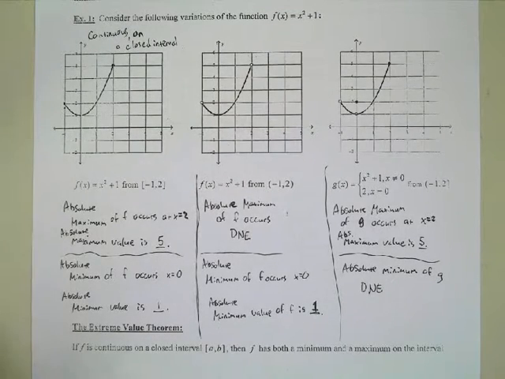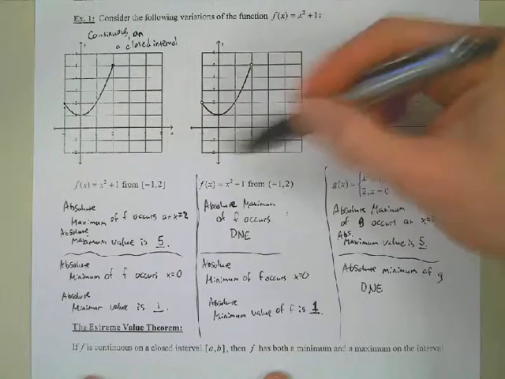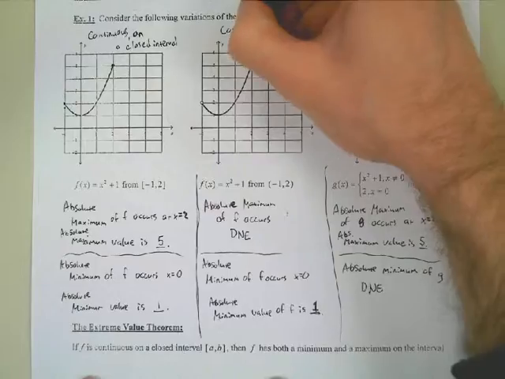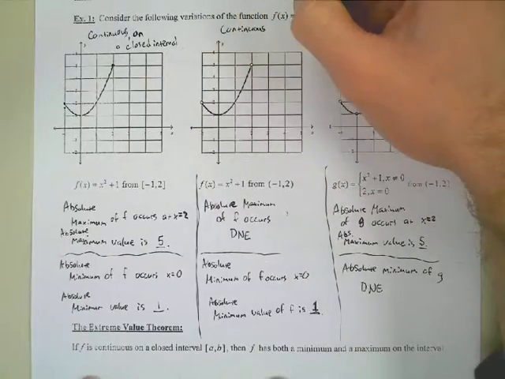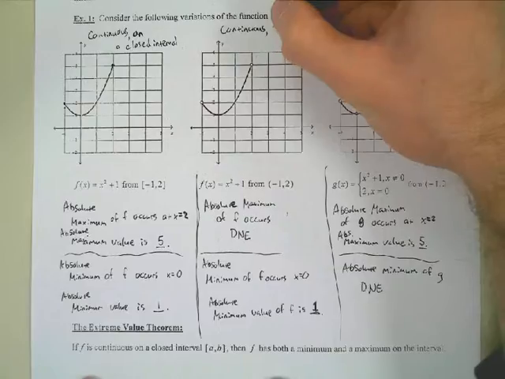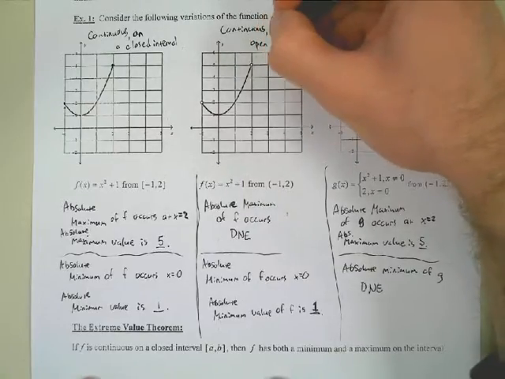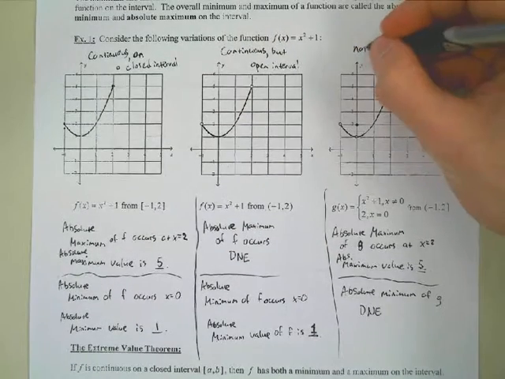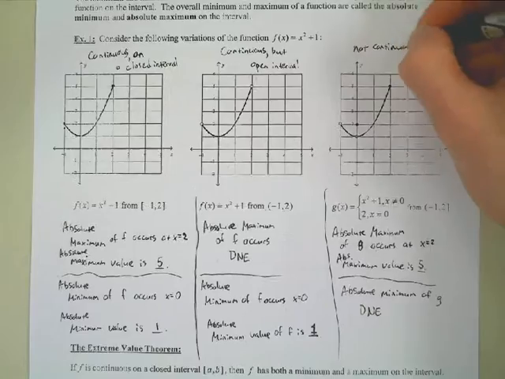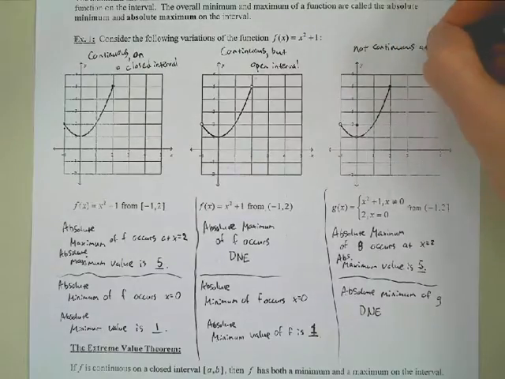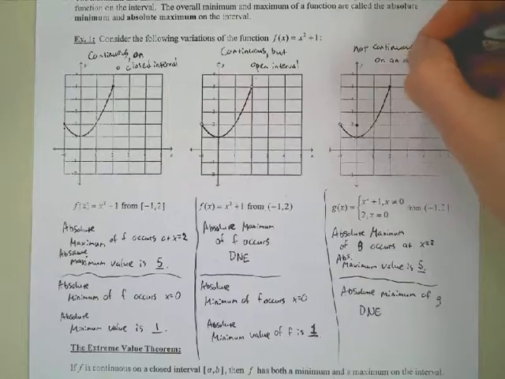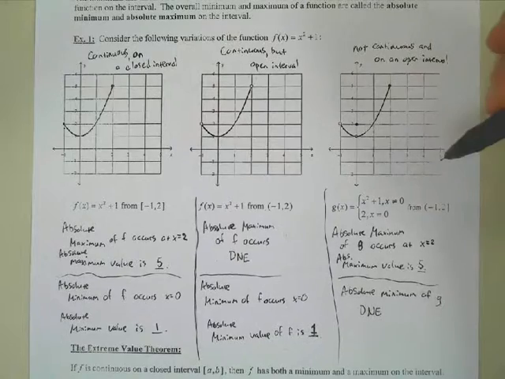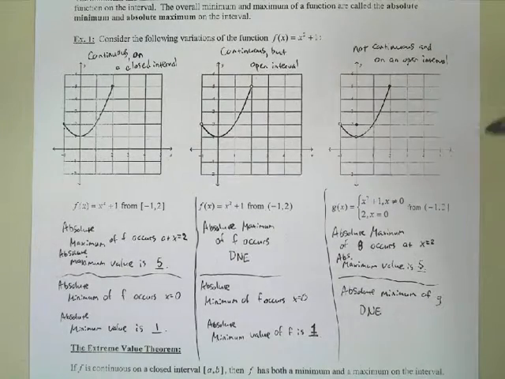So, and then this graph right here, is it continuous? We said it was continuous, but is it on a closed interval? Yeah, it's not. We call this an open interval. And then this one right here wasn't even continuous, and it's on an open interval. Okay, and what's the result? The only one that we had that had both an absolute maximum and an absolute minimum is when it was both continuous and on a closed interval.